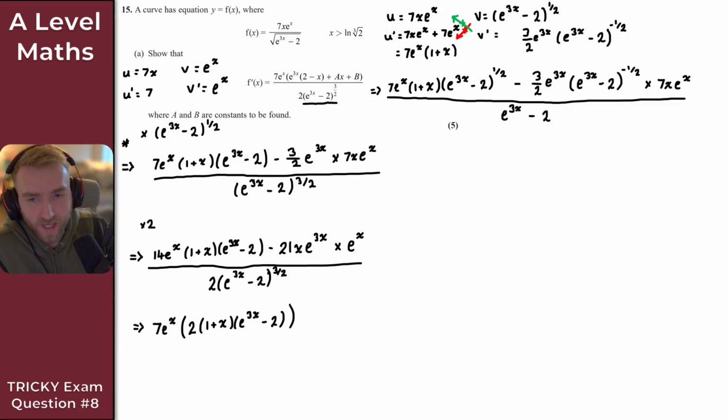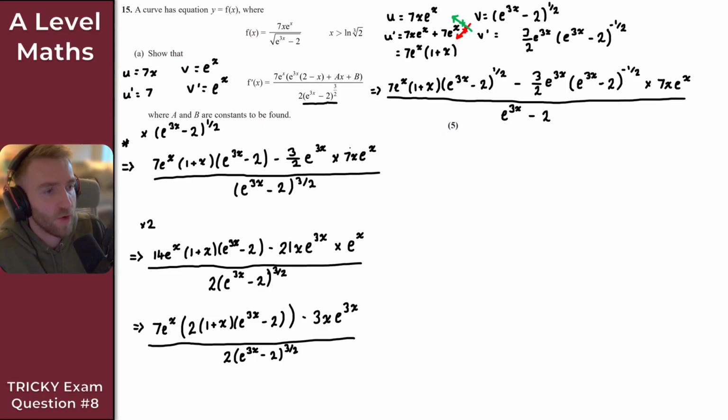Again, putting out a factor of 7 e to the x, what I get then is minus 3x e to the 3x. Okay, I put out the e to the x as a factor. And that's all over 2 bracket e to the 3x minus 2, all to the power of 3 over 2. Just notice at this point we have the correct denominator, so I'm not going to touch the denominator again. That's perfect. I'm just going to leave it as it is.